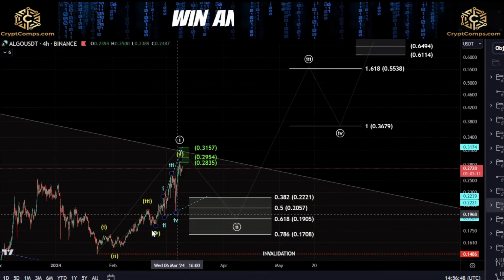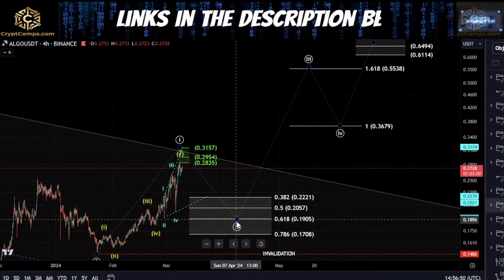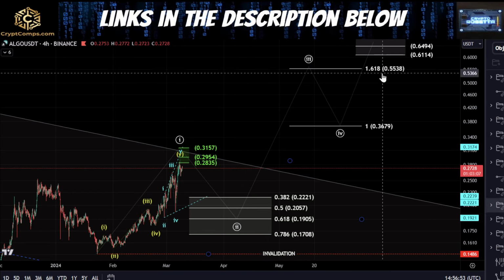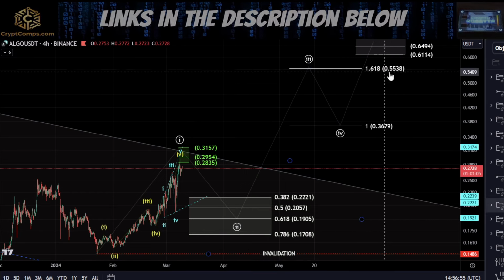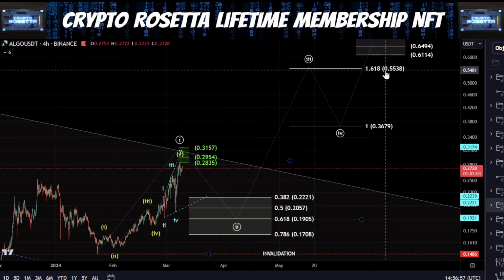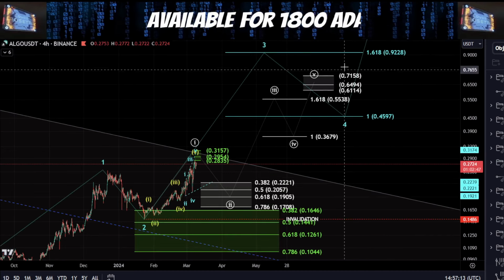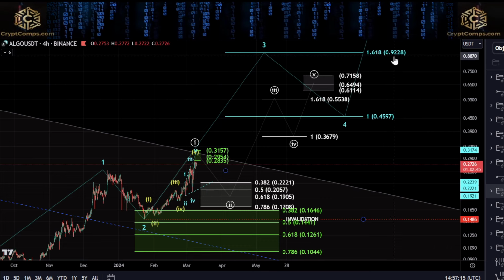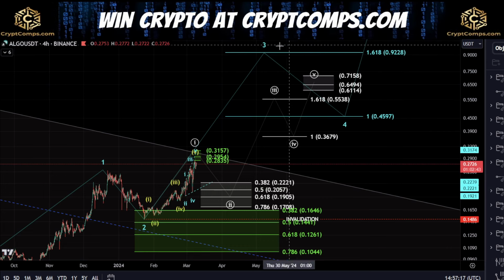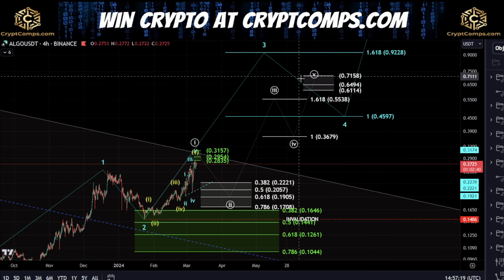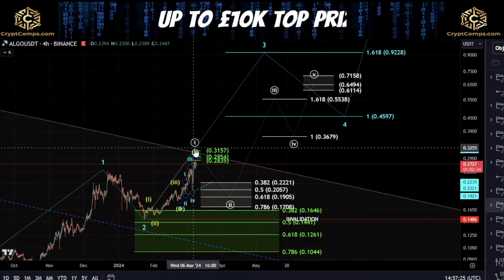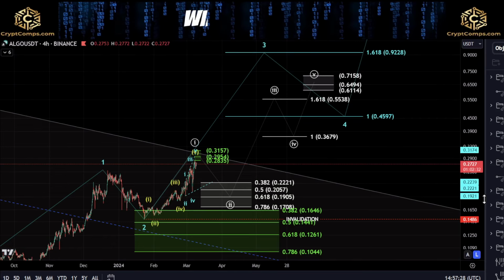Now, with this idea, we'd say that we complete this move, we get a retracement, and then we'd be looking for this 1.618 to the upside here, which would be looking towards this zone of this 0.5538. Now this would mean that we'd have to actually push up a little bit higher to hit this 0.9228, which is our common target area for this wave 3. It doesn't have to hit this, but just for more confirmation, it does help if we actually hit that target.